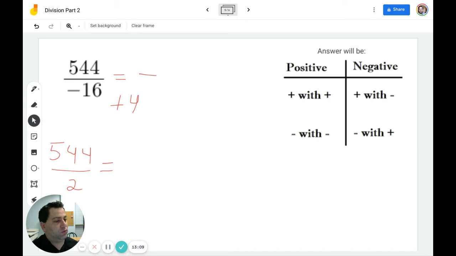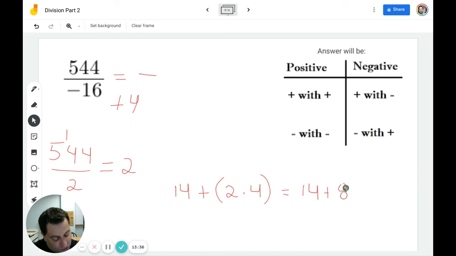5 goes into 2 times. 2 times 2 is 4. 5 minus 4 is 1. And I'm left with 14. Using my multiplier, I have 14 plus my previous answer times my multiplier. 14 plus 8 equals 22.